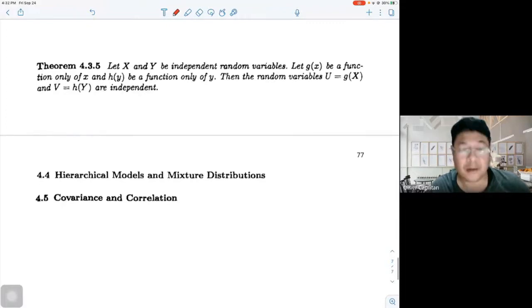Yung section 4, hierarchical models and mixture distribution, I gave you this already as a reading assignment. So I'm going to proceed in our next meeting in section 5, the covariance and correlation. Then after chapter 5, we're going to extend it into the multivariate case. So instead of having a random vector having two random variables, we're going to extend it into 3 or more random variables. But we're going to consider the theorem that will be used if we have a multivariate case.